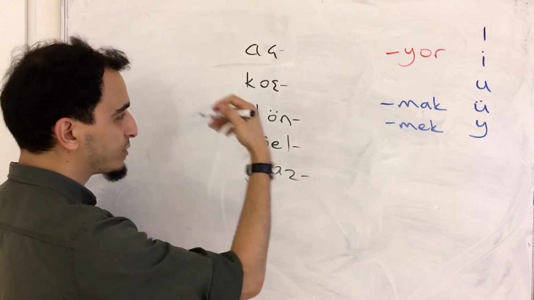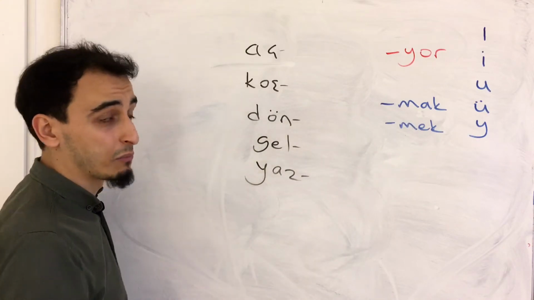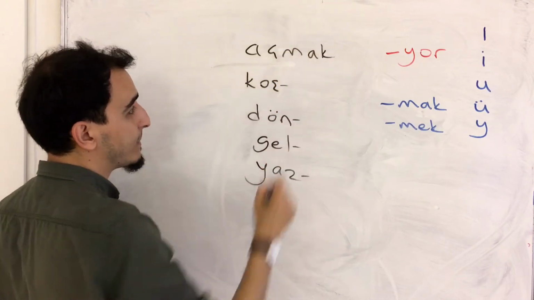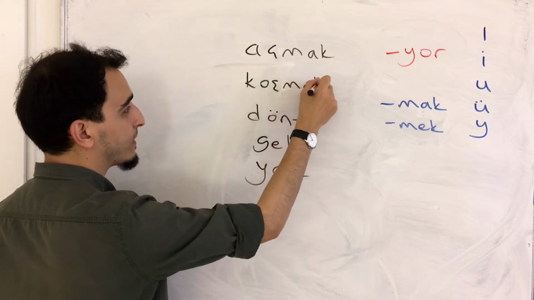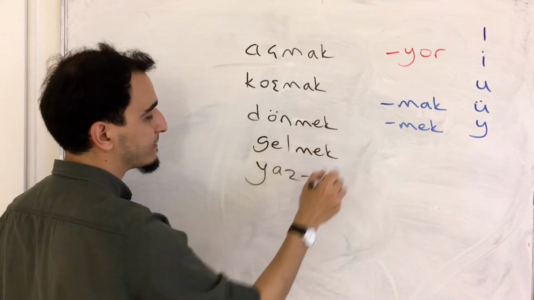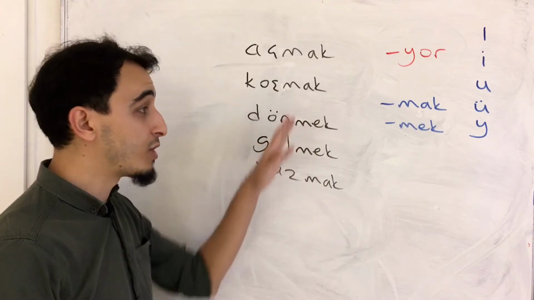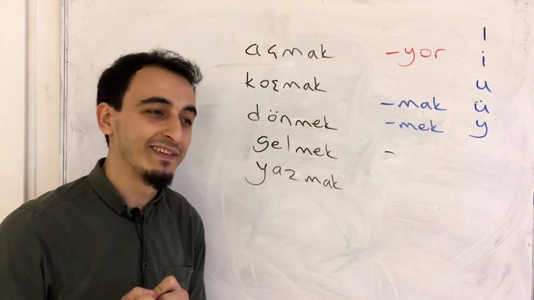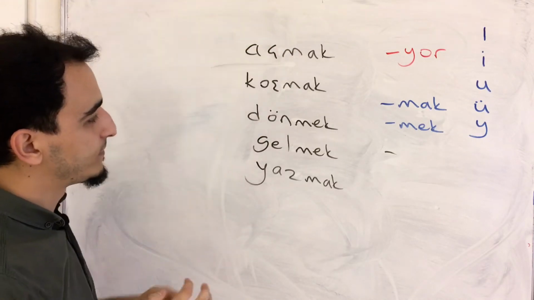When it comes to pronouncing them, we use mak, mek, according to the vowel harmony. So açmak, that's how we pronounce them. Koşmak. Dön, dönmek. Gel, gelmek. Yaz, yazmak. That's how we pronounce them when we see this sign. I don't know the name in English. I forgot to check before the class, so please forgive me about that. So that's how we read them.